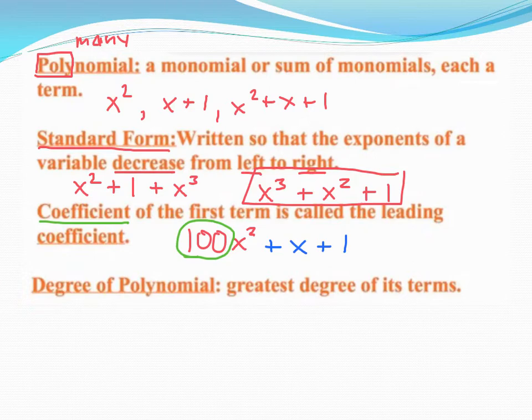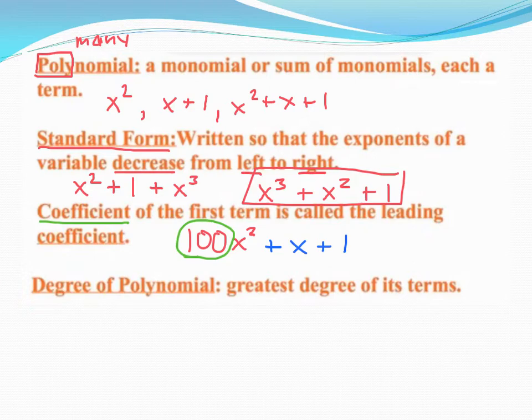And these are just a bunch of vocabulary words that we're going to use throughout the chapter, so we've got to familiarize ourselves with them. Leading coefficient represents the first one, the one that's in front. And then lastly, kind of like a monomial, the degree of a polynomial is going to be represented by the greatest degree of its terms.